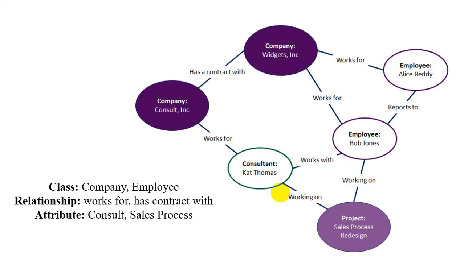There are three main components to an ontology, which are usually described as follows: classes, the distinct types of things that exist in our data; relationships, properties that connect two classes; and attributes, properties that describe an individual class. So here, for example, company and employee are classes, works for and has contract with are relationships, and for attributes we have the consultant's name or the title of the project, which is sales process.